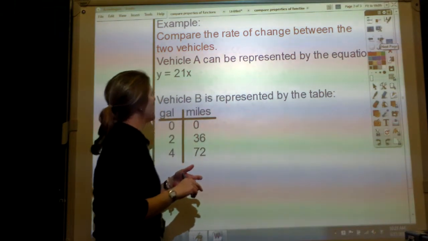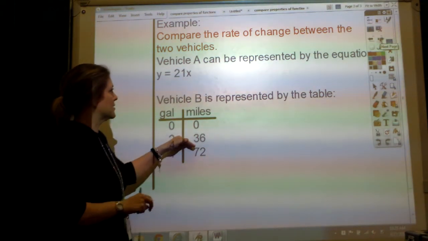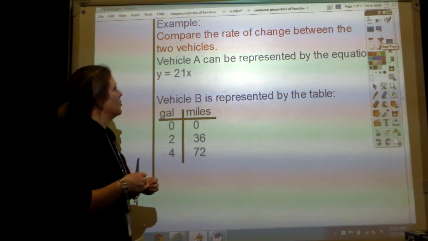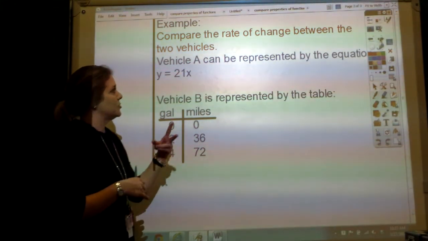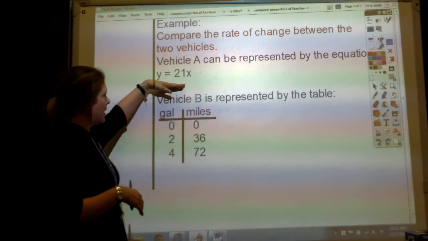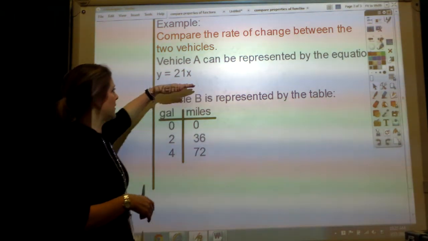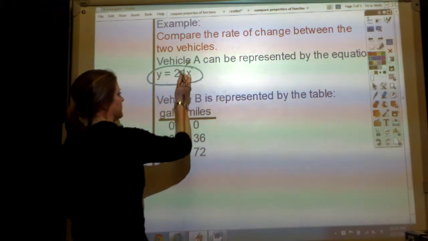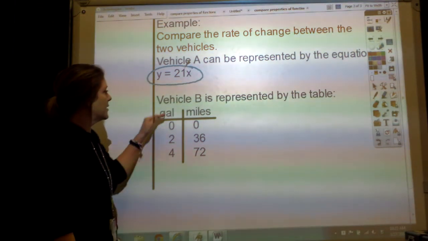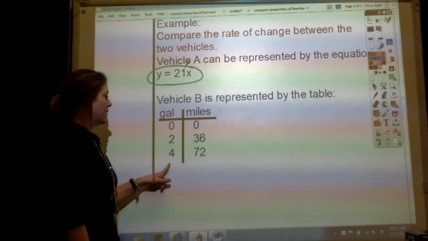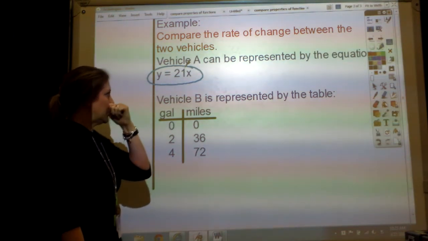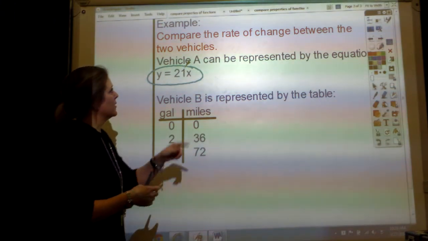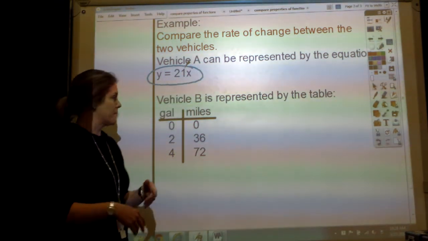So what we're going to be looking at is two different functions, and they might be given in two different forms. For instance, in this example, we're going to compare the rate of change between two different vehicles. We have vehicle A, and it's represented by the equation y equals 21x. And we have vehicle B that is represented by the table, gallons to miles. So what we need to do is decide what's that independent and what's that dependent and find that rate of change for both of them.